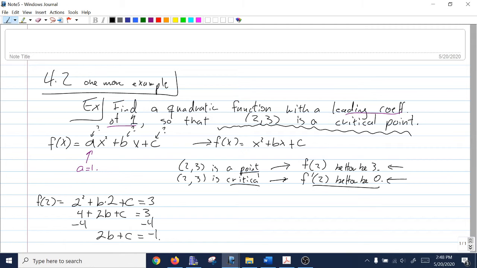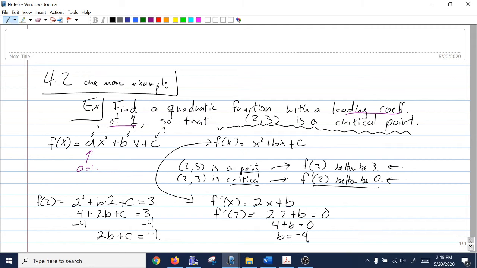What's the other thing going on? I know the derivative better be 0. What's the derivative? I know how to take derivatives. The derivative of this function, for all x, is 2x plus b. The derivative when I plug in 2 is the thing that better be 0. That says 4 plus b better be 0, so b has to be negative 4. Great, that's enough to figure out what c is.